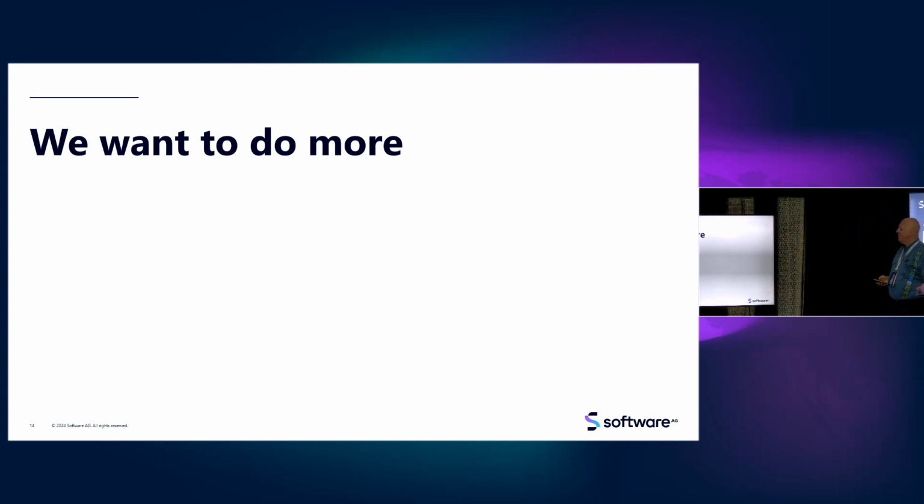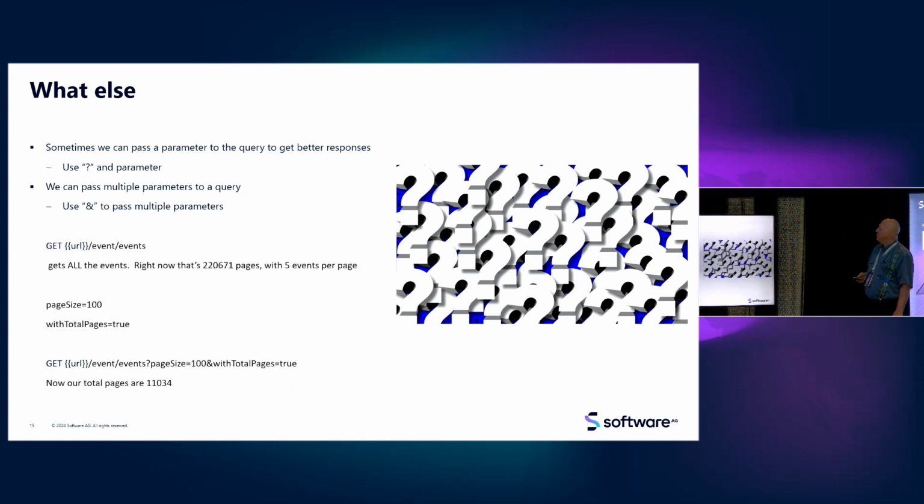Okay, so I've queried something, I got some data out, but that's not really going to help me much. I know that piece of information, but I want to do more with it. And sometimes that's too much data. But what we can do is pass parameters to get better responses from the queries. The question mark lets you add a parameter that you want to use, and you can use the ampersand to pass multiple parameters, so you can start getting more useful data and improve your signal-to-noise ratio.